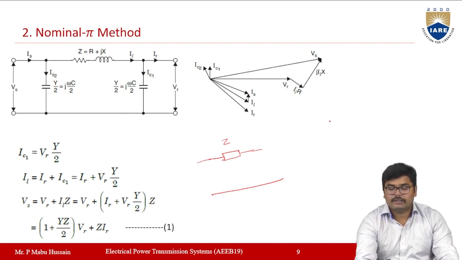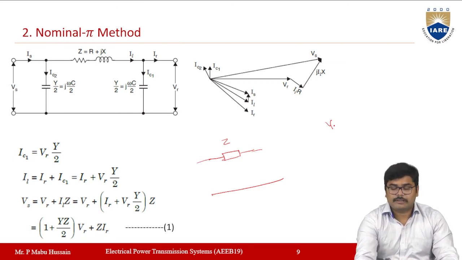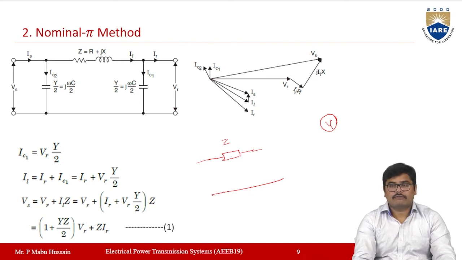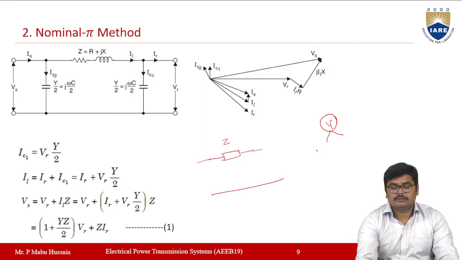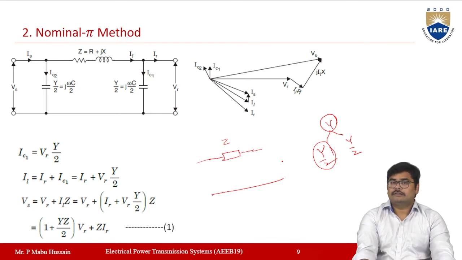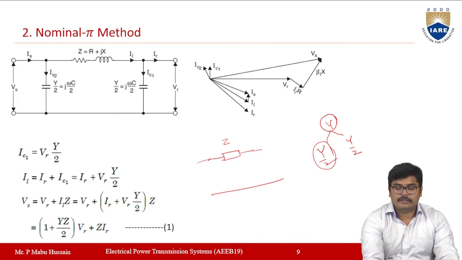And the capacitance of the line, let us assume that it has a total capacitance of Y. Okay, the transmission line has a total capacitance of Y. Now this Y will be divided into two halves, Y by 2, Y by 2, right? Now each half will be connected at the sending end and receiving end. So one half Y by 2 will be connected here at the sending end, and another half will be connected at the receiving end, right?